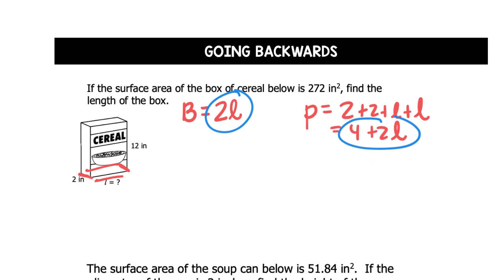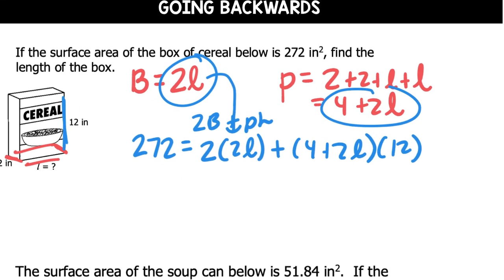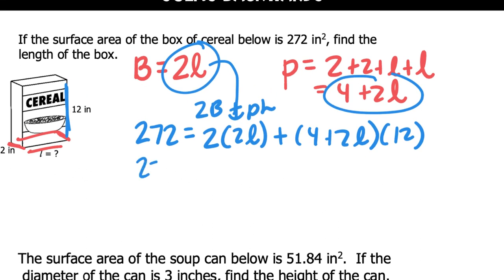So I know that the surface area is 272. So I'm going to set that equal to my formula, which remember is 2B plus PH. So 2B, we don't know what it is, so just plug in 2L there. So there's 2B plus P, same thing, we don't know what it is. H is the height of the cereal box, which is 12. Then we just need to solve that for L. So just do the algebra. Like we always say, these going backwards ones are just algebra.